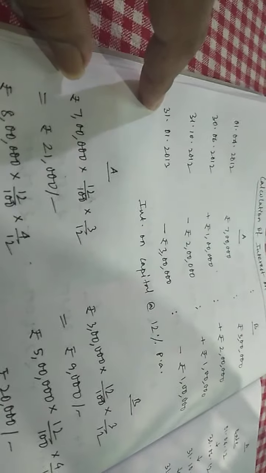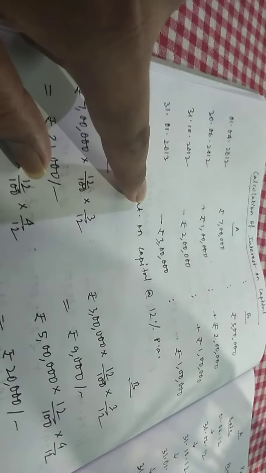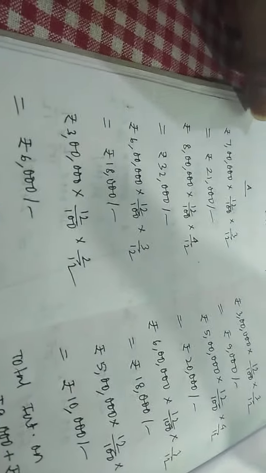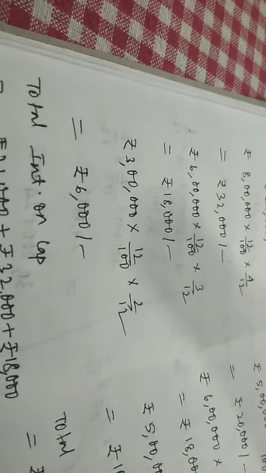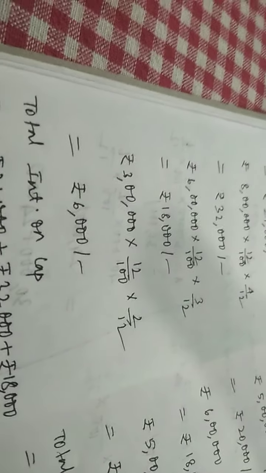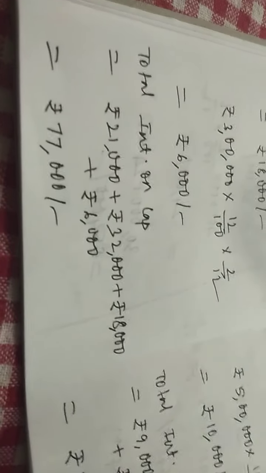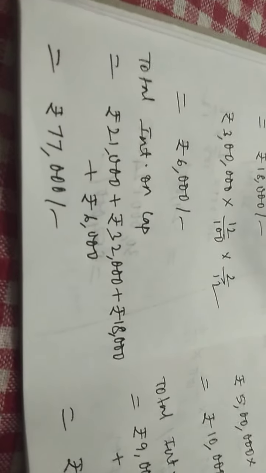And from 31st of January there are no more changes. On 31st of January 3 lakh was added. Thereafter it will become 6 lakh plus rupees 3 lakh, it will become 9 lakh. So after 31st of January we have the months of February and March left. So 2 months. 3 lakh into 12% into 2 months will give us rupees 6,000, and the total interest on capital will become rupees 21,000 plus 32,000 plus 18,000 plus 6,000, that will give us rupees 77,000.